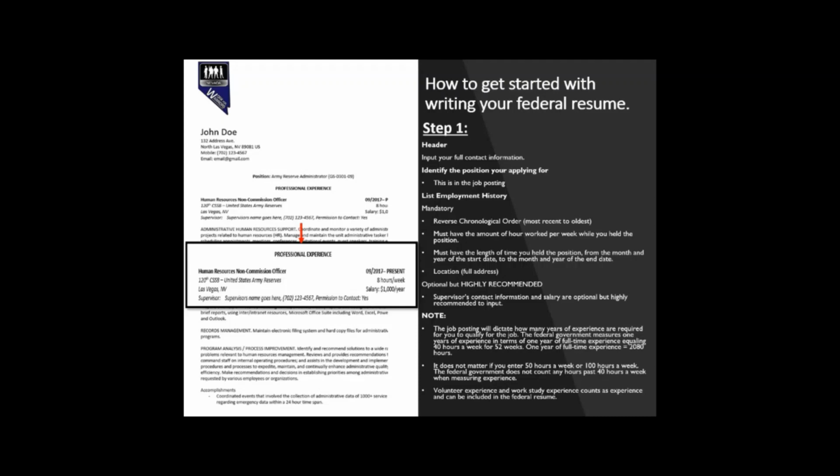So a lot of people ask us, well, why do I have to put my hours? Usually the job dictates how many years of experience you have to have for you to qualify for a job. The federal government measures years of experience in terms of 1 year of full-time experience, right? Full-time experience is 40 hours a week. So 40 hours a week times 52 is 2,080 hours.